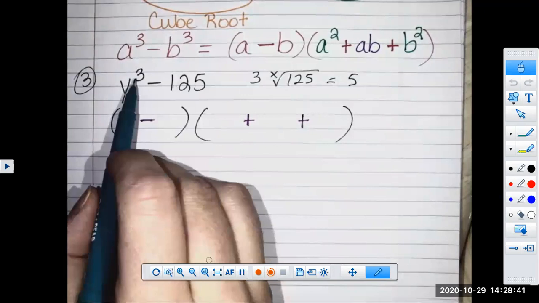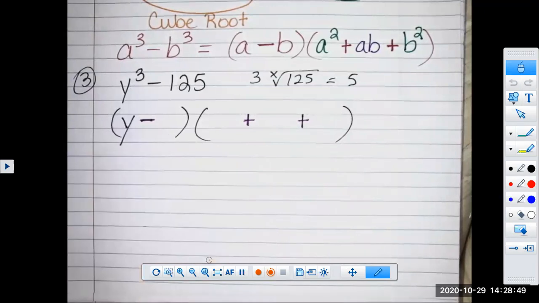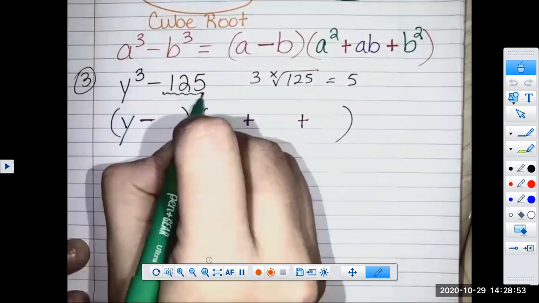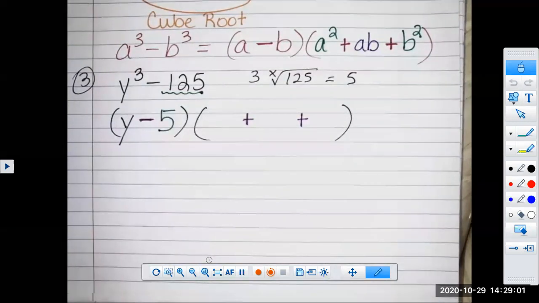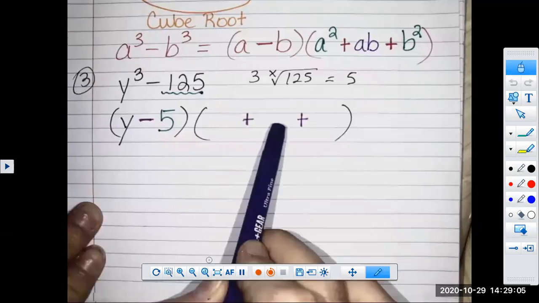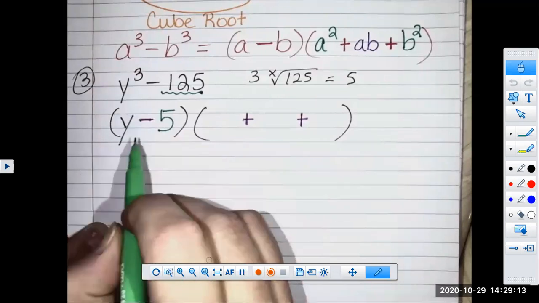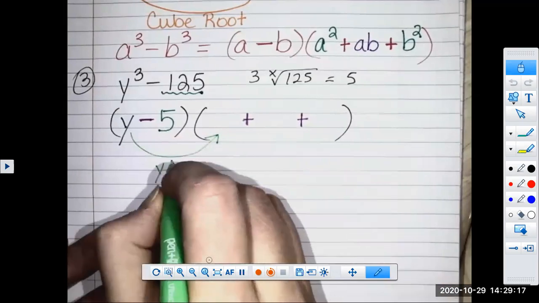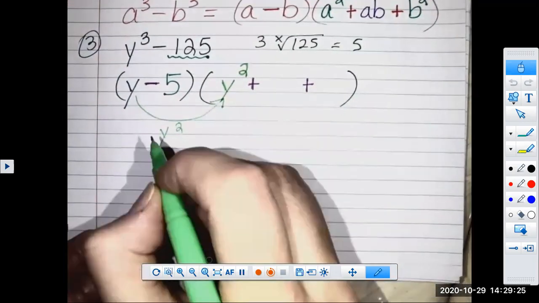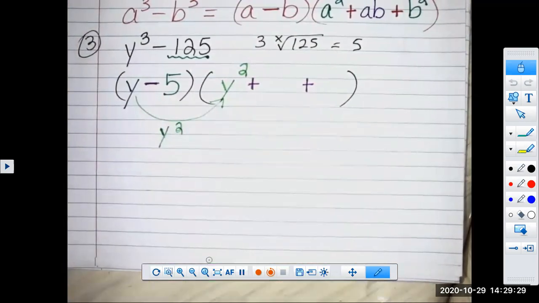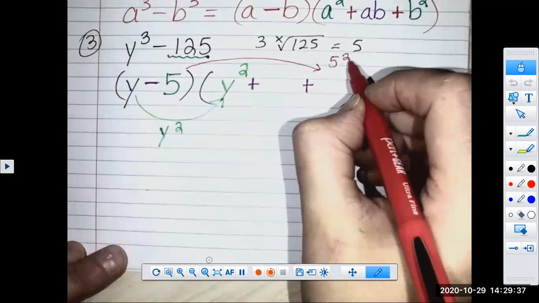Okay, now let's divide this exponent by 3. So we have what here? Y. Let's take the cube root of this, and you get 5. Now that we know that first parenthesis, you use this to get your other terms. You have to square y. So that just becomes y squared. And then tell me what you get at the end. You have to square 5 as well. So you get 25.